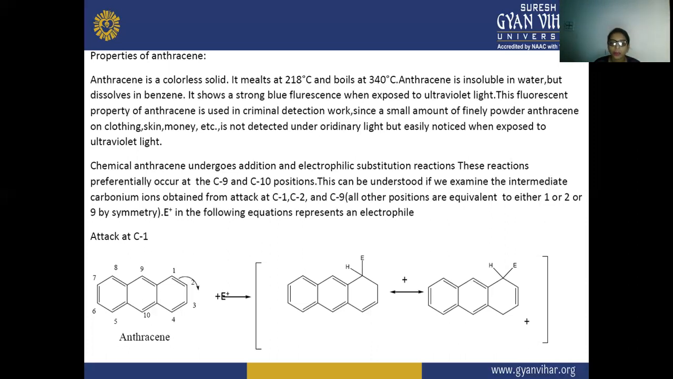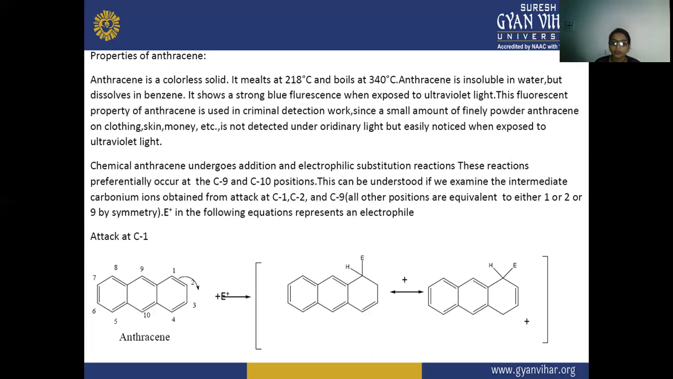Now the chemical property. Chemically, anthracene undergoes addition and electrophilic substitution reactions. So it shows both addition as well as electrophilic substitution reactions, and these reactions occur at the C9 and C10 positions. Here in the structure you can see the ninth and the 10th position of this anthracene, and this can be understood if we examine the intermediate carbonium ion.